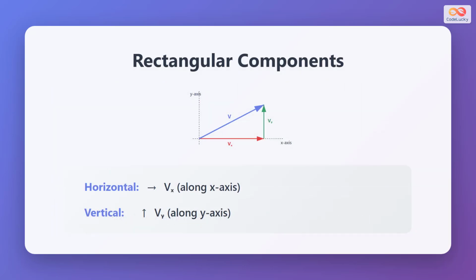When we resolve a vector, we typically break it into rectangular components, meaning they are perpendicular to each other. The horizontal component is labeled v sub x and lies along the x-axis. The vertical component is labeled v sub y and lies along the y-axis. Together, these two components form a right triangle with the original vector as the hypotenuse. The beauty of this method is that the horizontal and vertical components are completely independent of each other, making calculations much simpler.